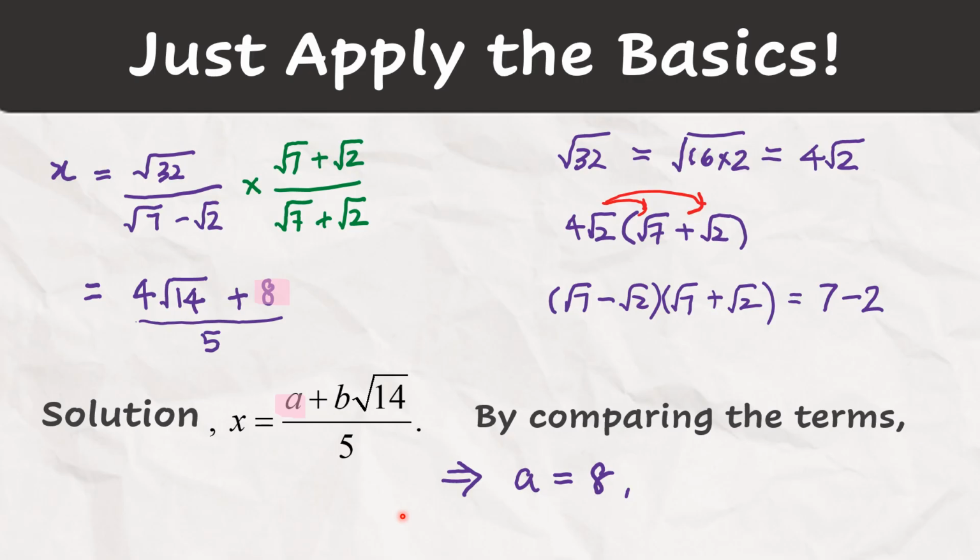So I'm going to do the same. Now I'm going to compare the irrational term. The irrational term means I'm looking at the root 14. So I have root 14 here, which means I will be having b over here. That means b is simply equals to 4. So with this, I am able to solve and find the value of a and b easily.